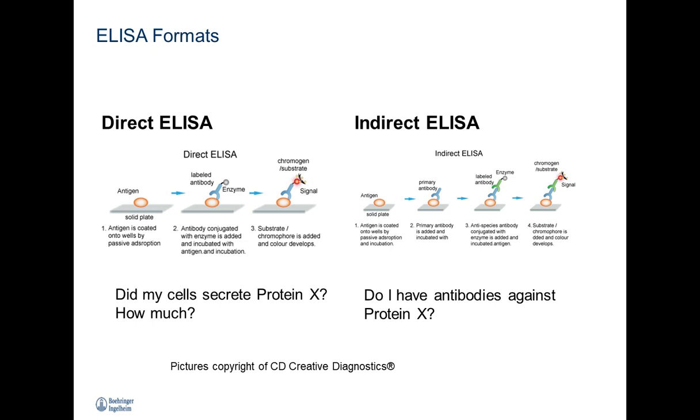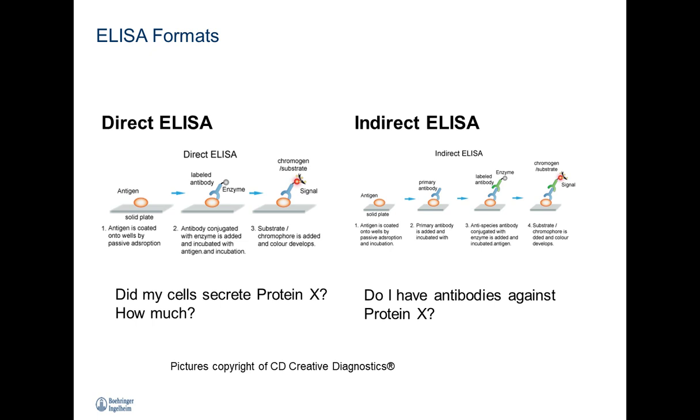Direct ELISA is much faster than other ELISA techniques, as fewer steps are required. The assay is also less prone to error since fewer reagents and steps are needed, although there are some disadvantages to this method. So an instance in which someone might be using a direct ELISA is looking at an activated cell type and asking, did my cells secrete protein X and how much.